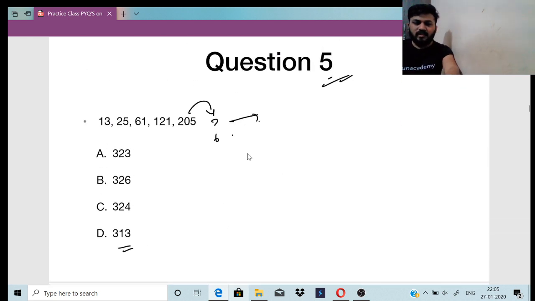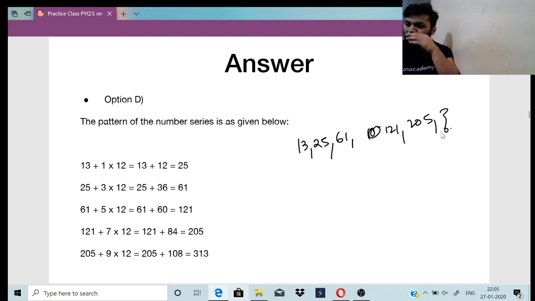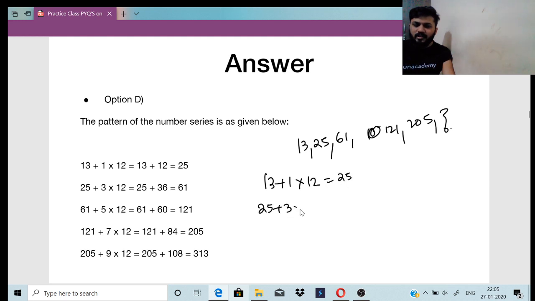So how is the pattern? Let's go back to the pattern: 13, 25, 61, 121, 205. So the next number, we have to find out, right? It is 13 plus 1 into 12, which is 25. 25 plus 3 into 12, which is 61. 61 plus 5 into 12, which is 121. 121 plus 7 into 12, which is 205.